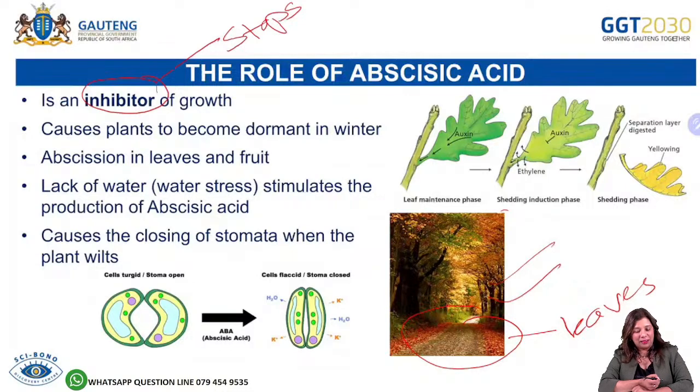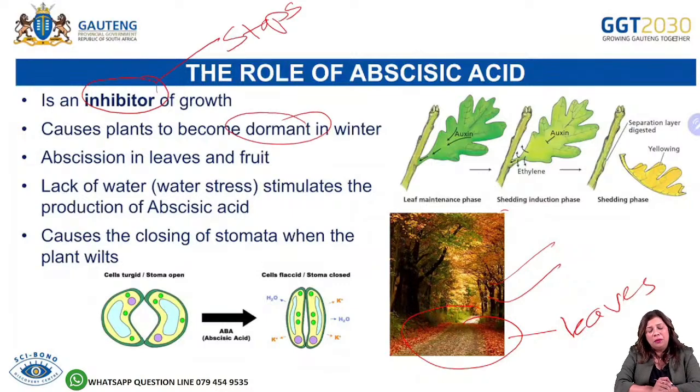So abscisic acid causes plants to become dormant in winter. So during winter, abscisic acid is not the bad guy here. I know I'm saying it stops and inhibits and slows down and all of that. It actually is a protective mechanism for a plant. Because imagine if a plant starts to grow in winter, the plant is going to die. So what does abscisic acid do? It removes those parts of the plants that are not needed at that specific point in time.